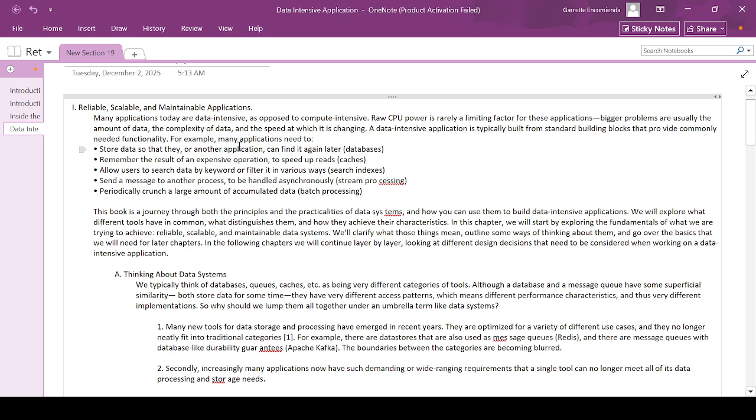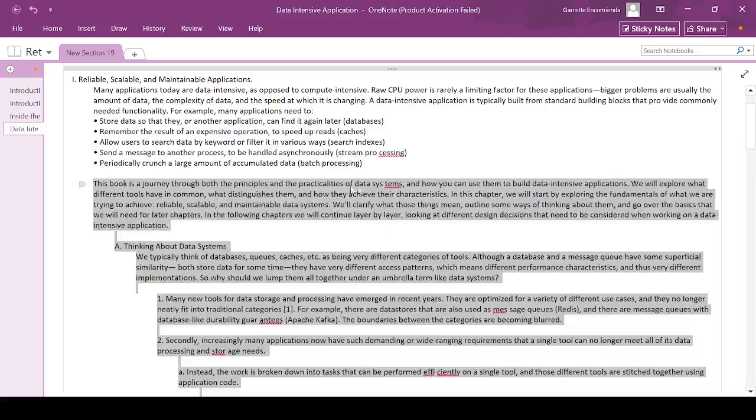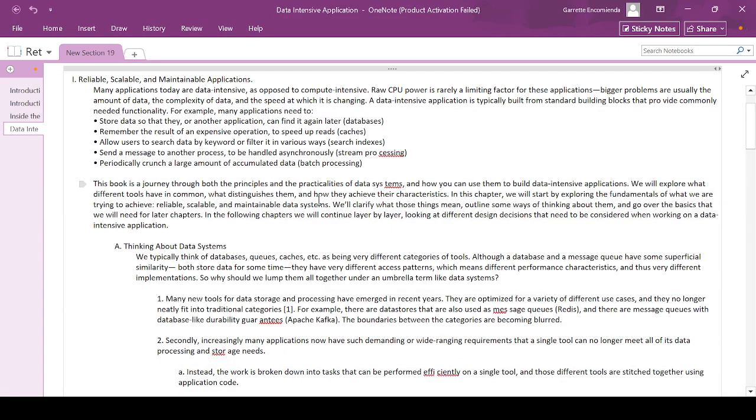For example, many applications need to store data so that they or another application can find it again later: databases. Remember the result of an expensive operation to speed up reads: caches. Allow users to search data by keyword or filter it in various ways: search indexes. Send a message to another process to be handled asynchronously: stream processing. Periodically crunch a large amount of accumulated data: batch processing.